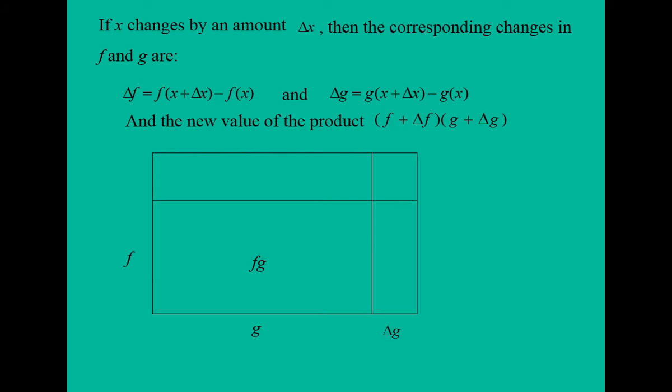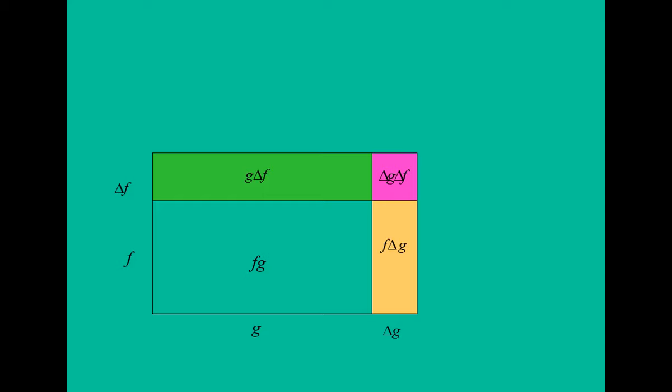If we multiplied the change in f times the change in g, we would be multiplying f plus the change in f times g plus the change in g. And so we're representing this now with our rectangle. These new colored areas we would get from multiplying this all out. Now we're just going to multiply these two quantities together. So the change in f times g of x.